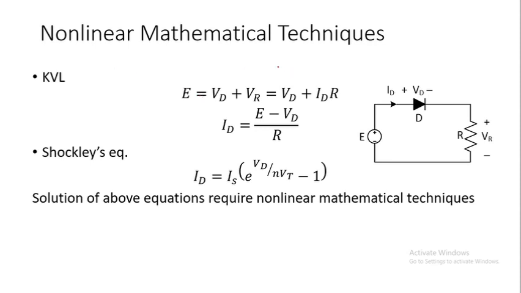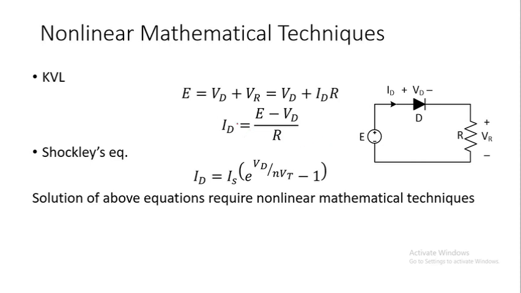The nonlinear mathematical technique to solve this circuit is as follows. You need to find the current and voltages across these components. First, you can apply KVL in this loop, which is a single loop series circuit. By applying KVL, you will get this equation: E is equal to Vd plus Vr, that is, rise of E is equal to drops of Vd plus Vr, and you know Vr is actually IDR, since ID is the current flowing through this whole series circuit. From this equation, you can find ID, which is equal to E minus Vd over R.